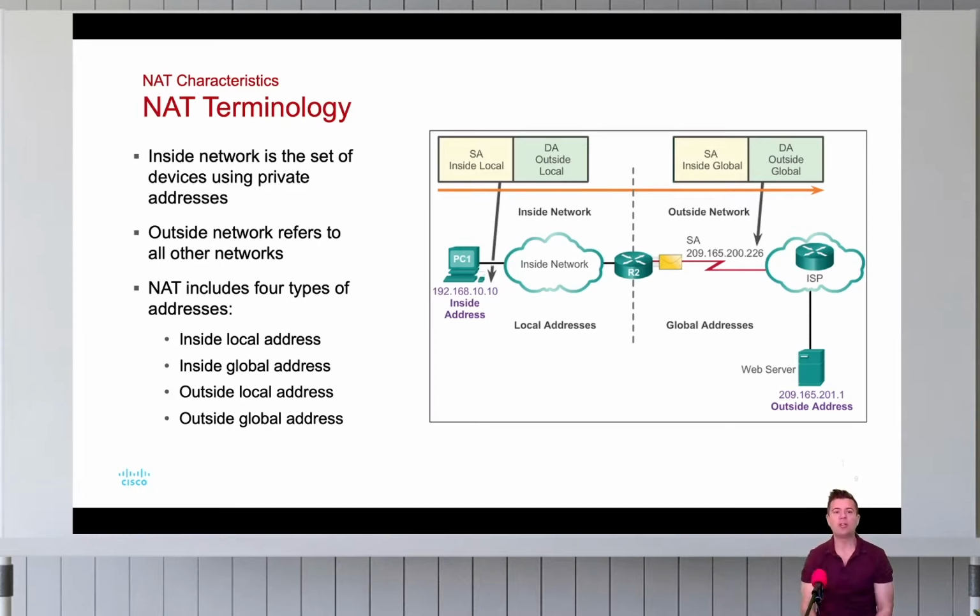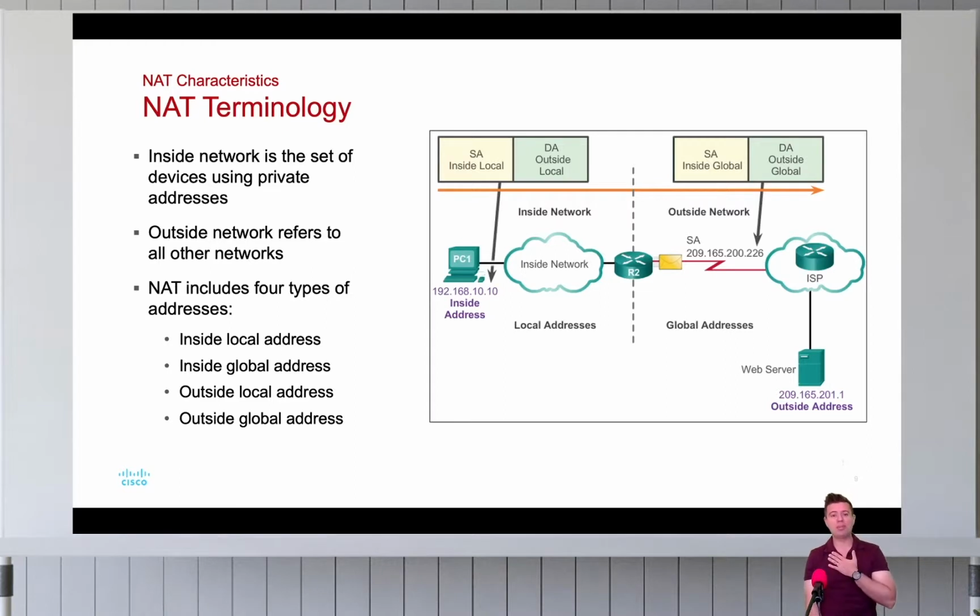Outside local address would mean technically it's a private address that is on the inside of another organization, and an outside global address is a public address associated with another organization. But I'll let you in on a little secret.